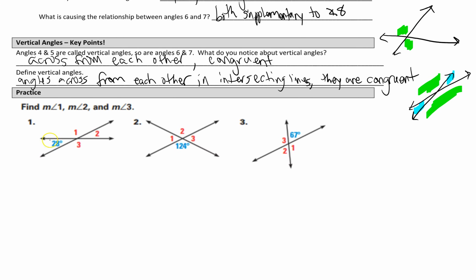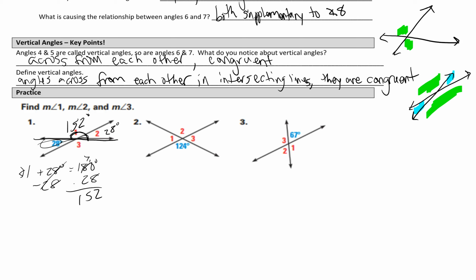If we see here 28 degrees, I automatically know if I look across from that, that angle is going to be the exact same. So we're going to have 28 degrees right here. Now to find angles 1 and 3, we have to use what we learned yesterday. This relationship between 1 and 2, I see a straight line. I know they are supplementary. So I know angle 1 plus 28 degrees has to equal 180 degrees. So I'm going to subtract this 28, and I see that angle 1 has to be 152 degrees.